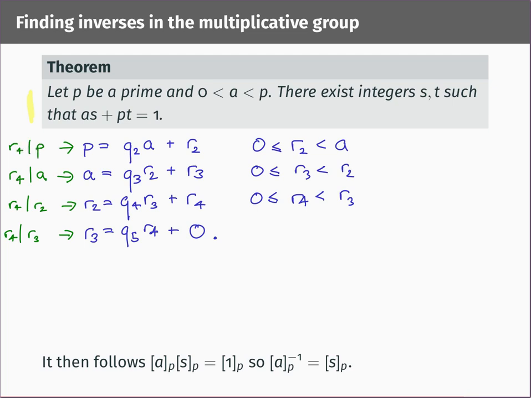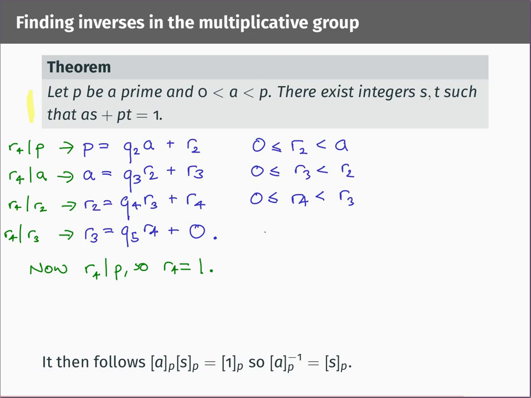Okay, but P is a prime number, and R4 is less than A, so it can't be a divisor of P other than 1, which is not P. So it must be that R4 is equal to 1. Because P is prime, R4 must be equal to 1.